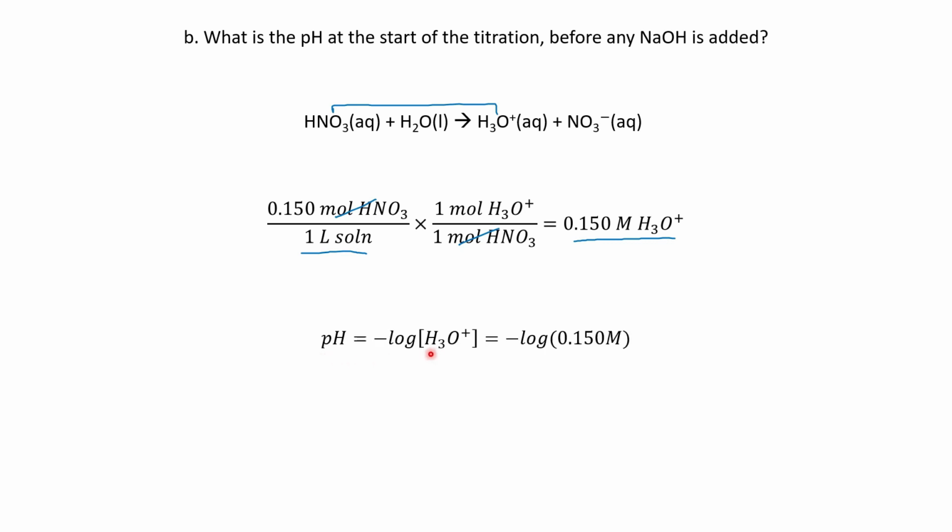Now I just need to take that into my pH equation. So pH is just negative log of concentration of hydronium, so negative log of 0.15 molar, and my pH is 0.824. Before we leave this calculation, we just want to do a little bit of a reality check. We have a strong acid in solution. Does it make sense that our pH is very low? Yes, it does make sense that our pH is very low. Okay, so part B wasn't so bad, right? Let's go on to part C.